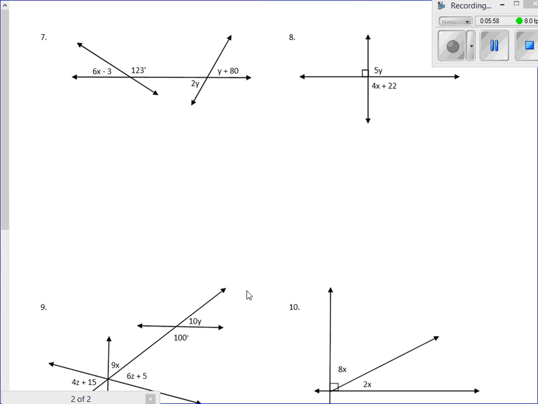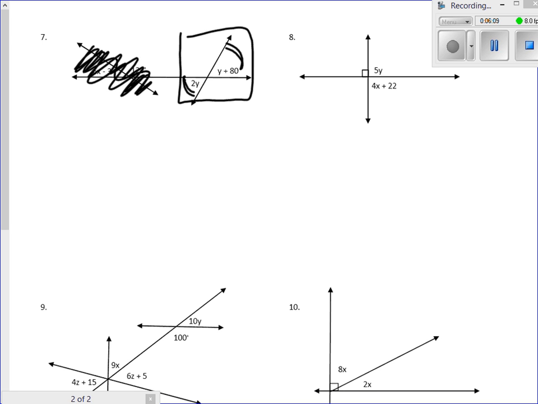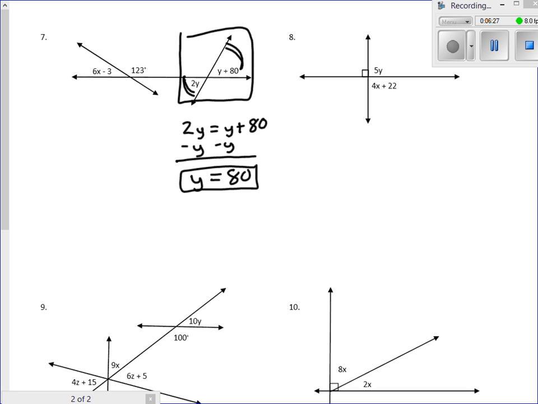Number 7, take your hand if you want to. Block off this section so you're just looking right here. What's the relationship between 2y and 80? Well, those two things are vertical angles, which tells me that 2y equals y plus 80. So to solve this thing, we need to move all the variables to one side. So I'll subtract y from both. 2y minus y leaves me with 1y, and all I'm left with on the other side is 80. So y equals 80.